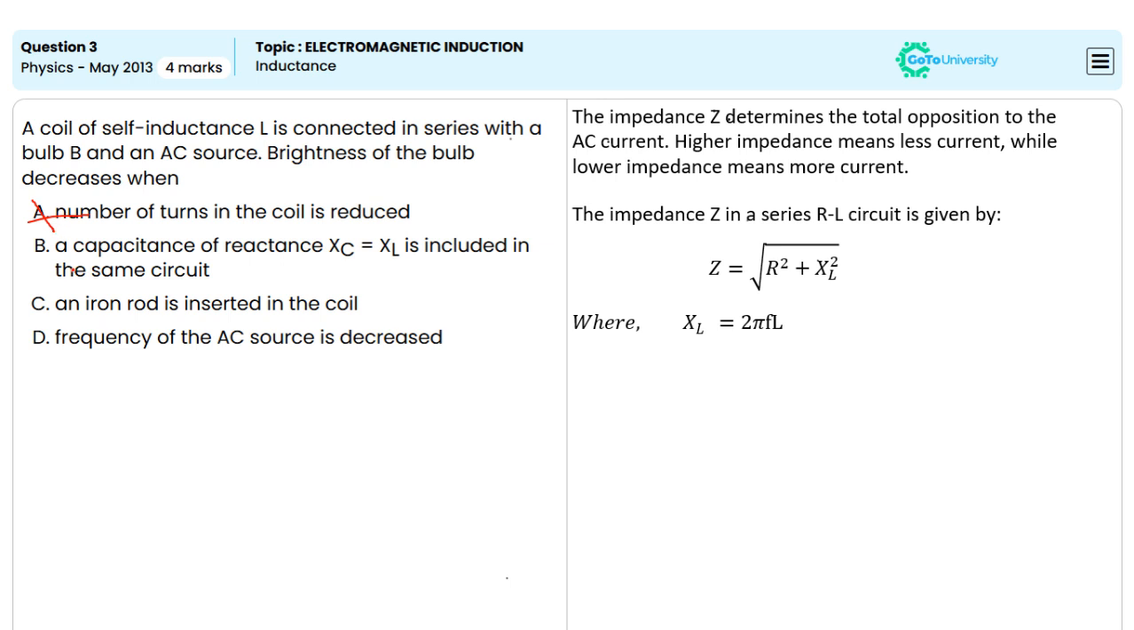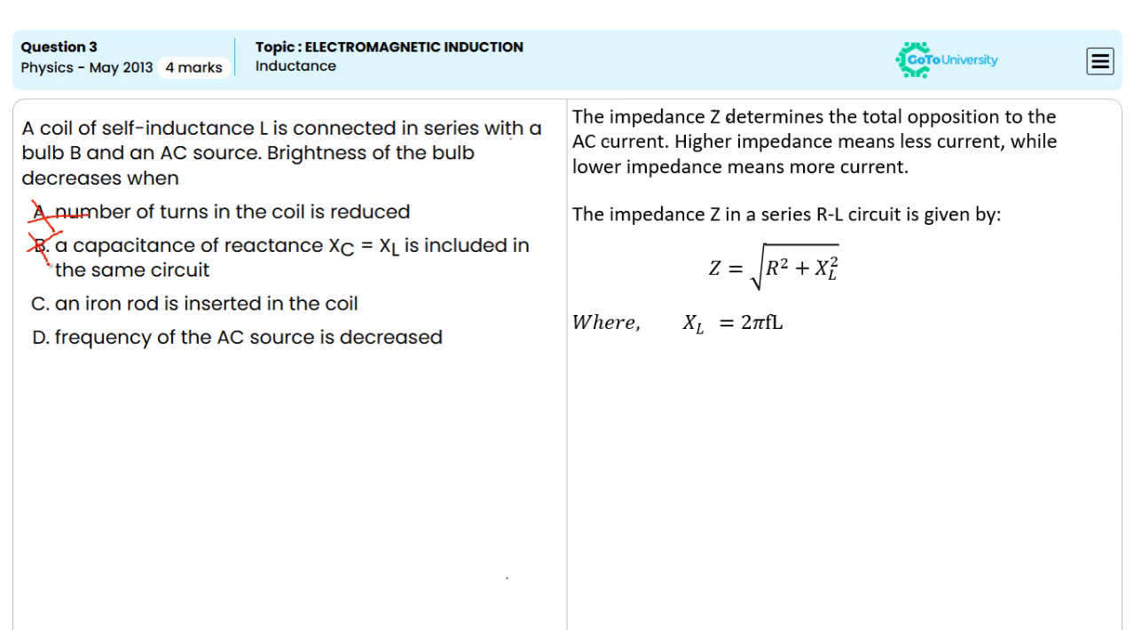Moving to option B, which is nothing but adding a capacitance, Xc is equal to XL. If a capacitor with reactance Xc equal to XL is added, it creates resonance. So it will cancel the effect of inductive reactance, allowing maximum current, and hence it increases the brightness of the bulb. Again, option B cannot be the answer.